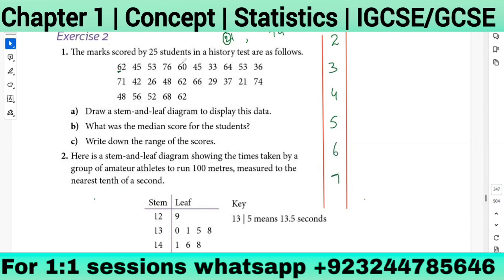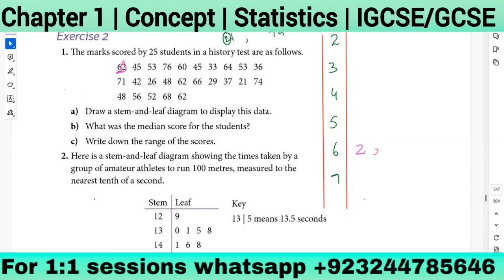Let's pause. So now what you're going to do is, just listen carefully. It's 62. So 6 you have already written. This is the stem part. This is the leaf part. Stem is only one, but leaves can be so many. 6 you have written. So next number to the 6 is 2. You can write 2 over here.